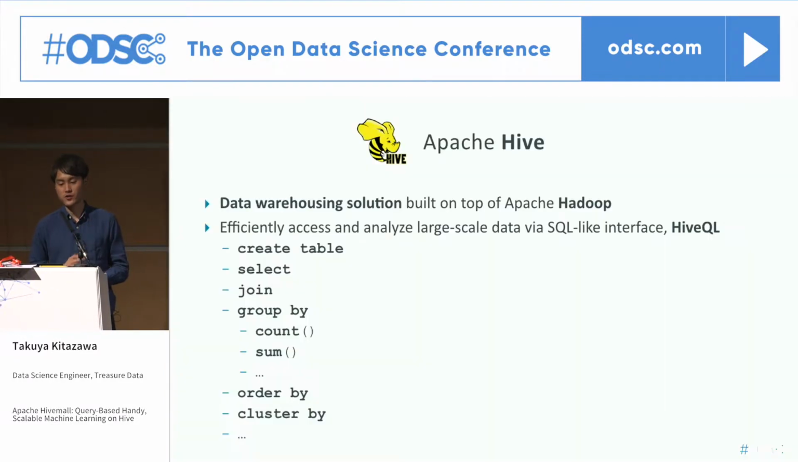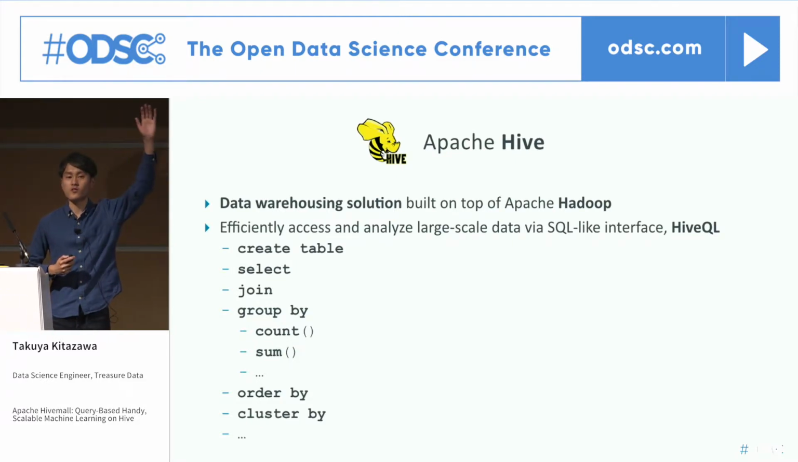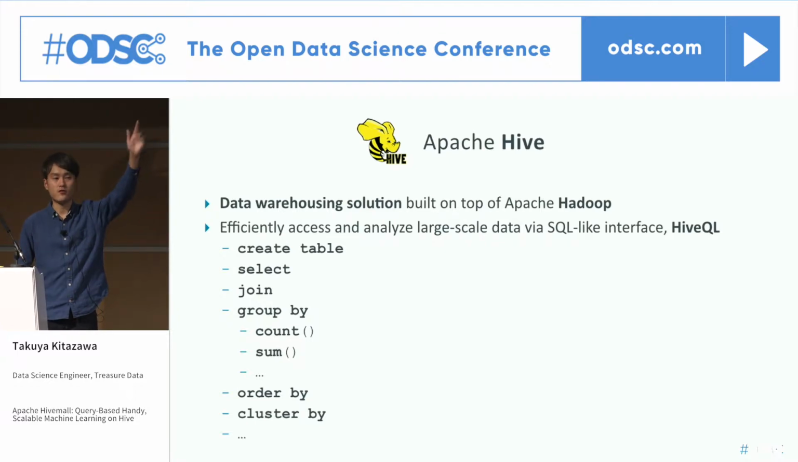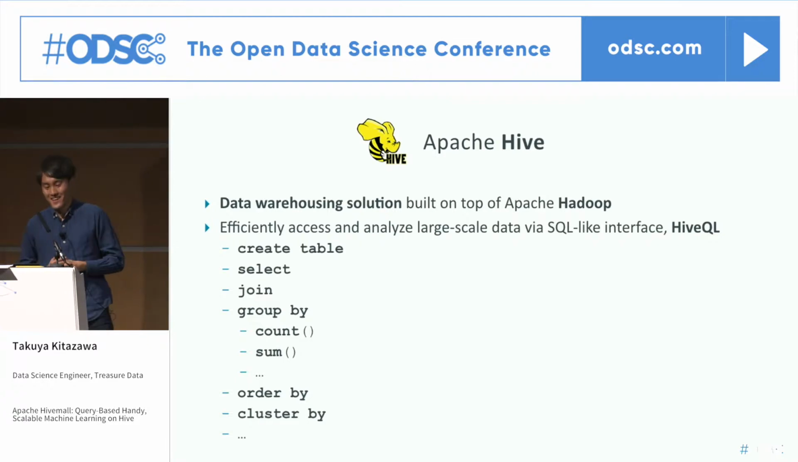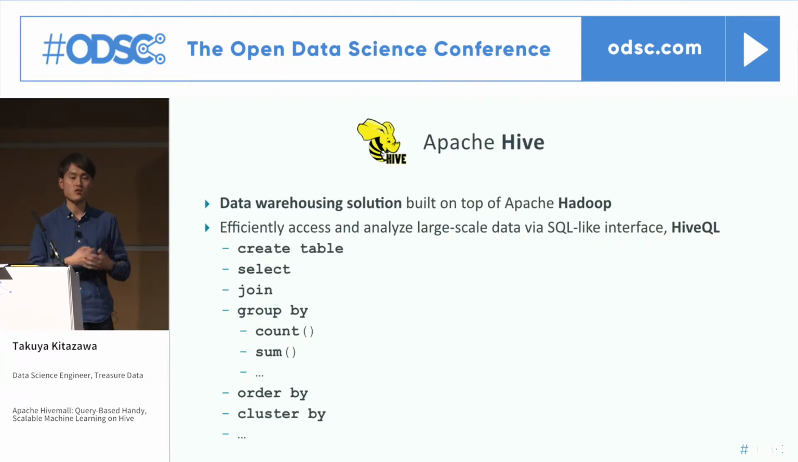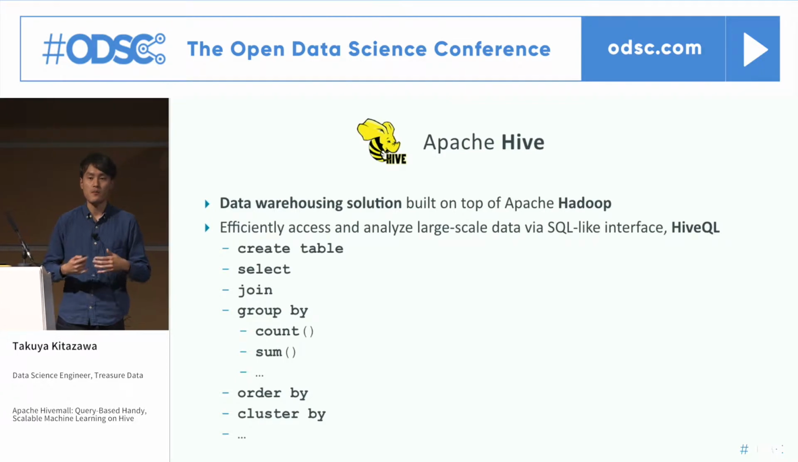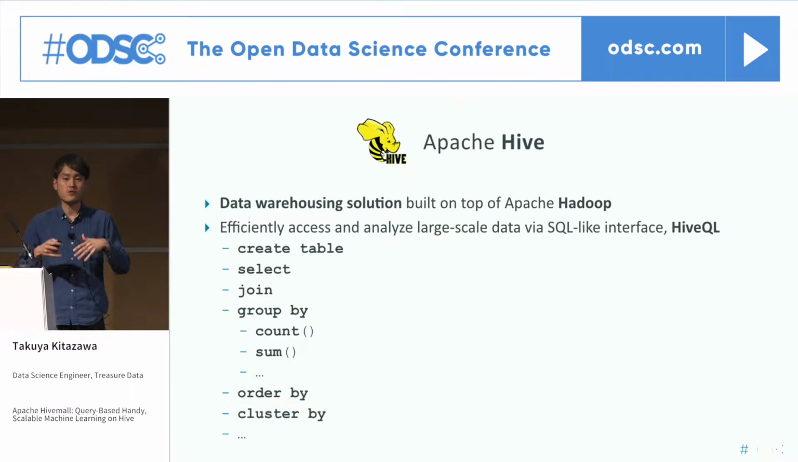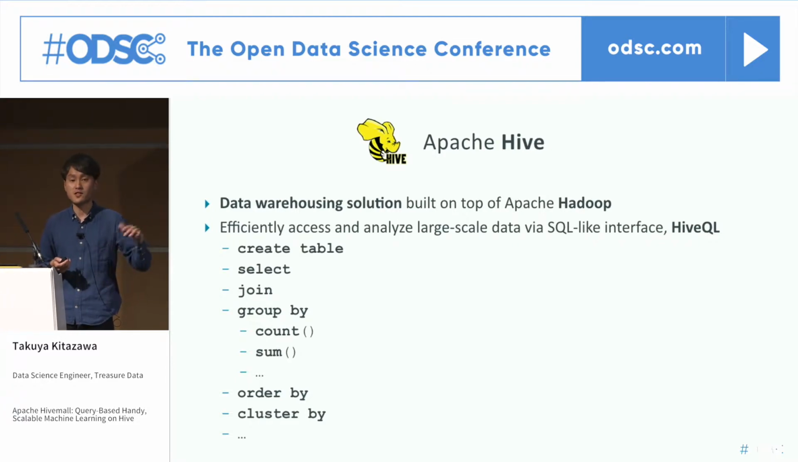First of all, I have to mention Apache Hive for sure. Is there anybody who already knows or uses Apache Hive? Okay, 1, 2, 3. All right, I can see many. That's surprising. Apache Hive is a data warehousing solution built on top of the Apache Hadoop ecosystem. You can efficiently access or analyze massive data stored in your data warehouse by just writing a specific query language named HiveQL. So you can basically do pretty much the same thing as the standard SQL syntax.